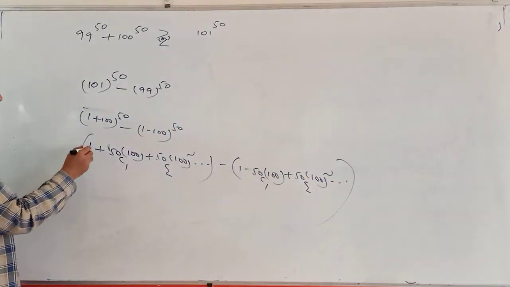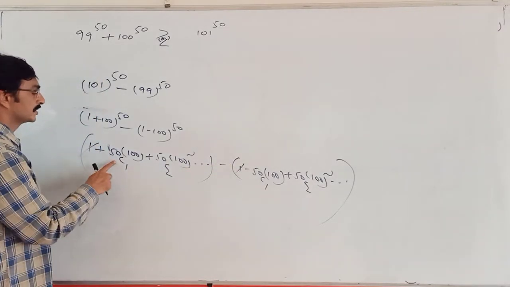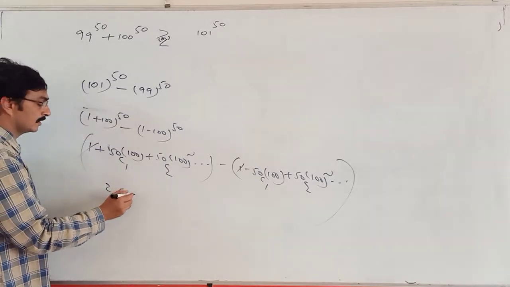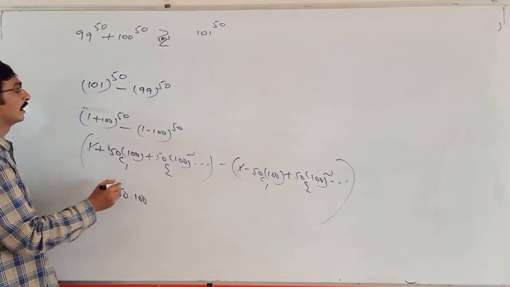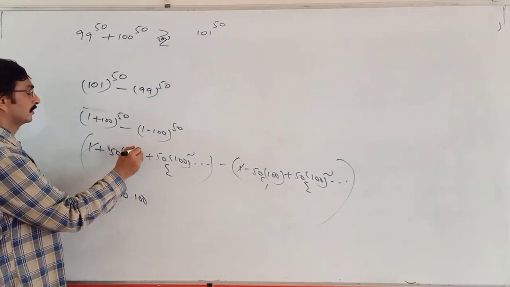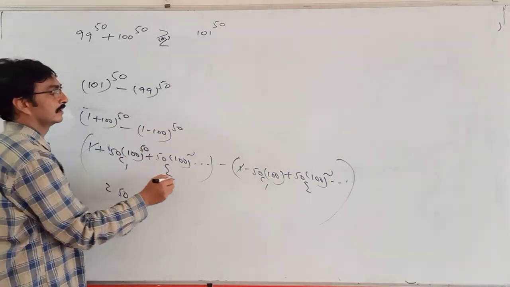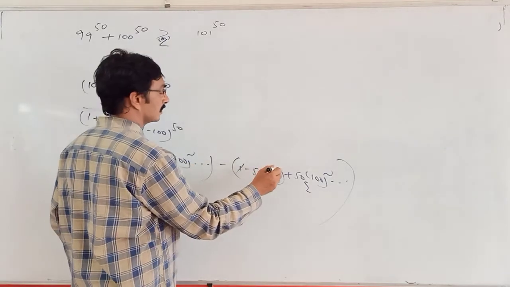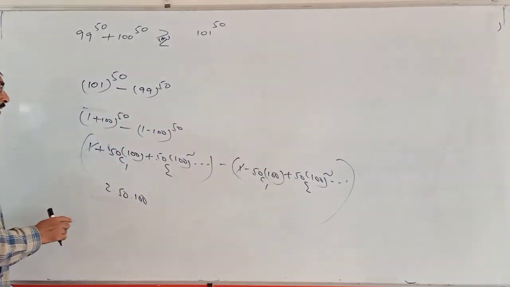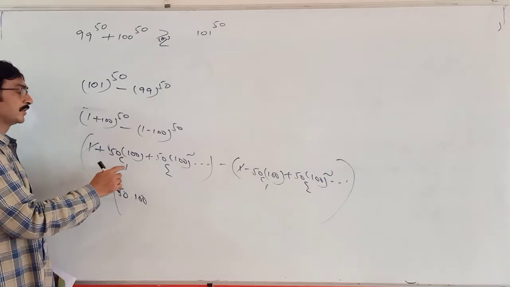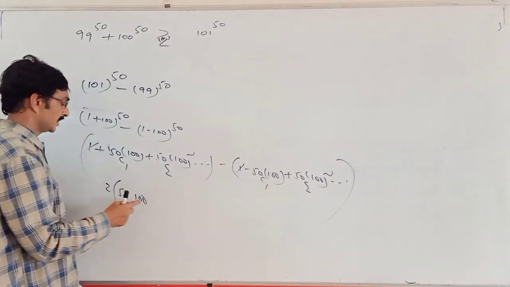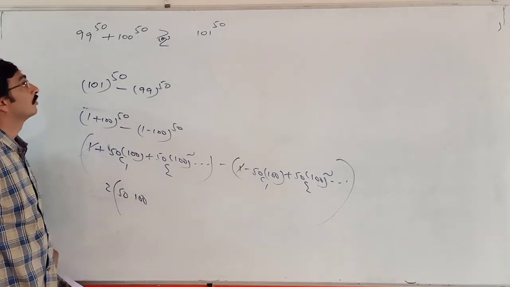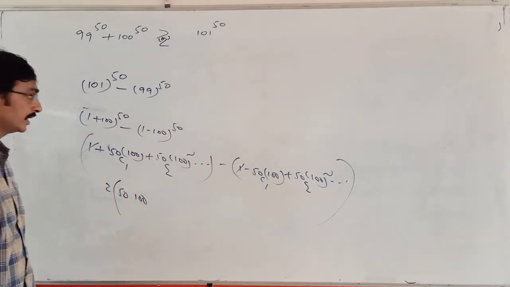Then what happened? The 1 cancels. These two terms are repeated: 2 into 50 C1 value 50 into 100 power 50, 100 power 100. So 2 times of these two terms added, 2 times of 50 into 100 power 50. Sorry.